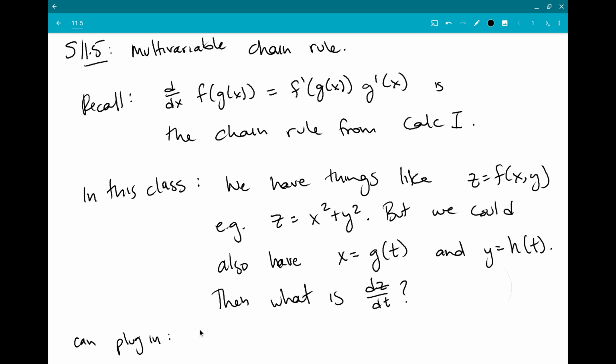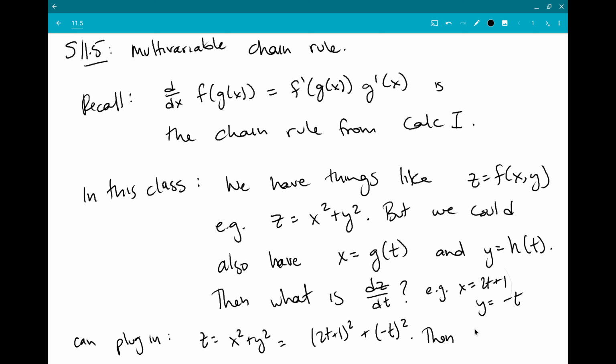And real quick, we could go ahead and just plug it in. We could say z equals x squared plus y squared. Let's say x is equal to 2t plus 1, y is equal to minus t. So then that would become (2t plus 1) squared plus (minus t) squared. And then we could take a derivative. But we'd like to do something easier than that.